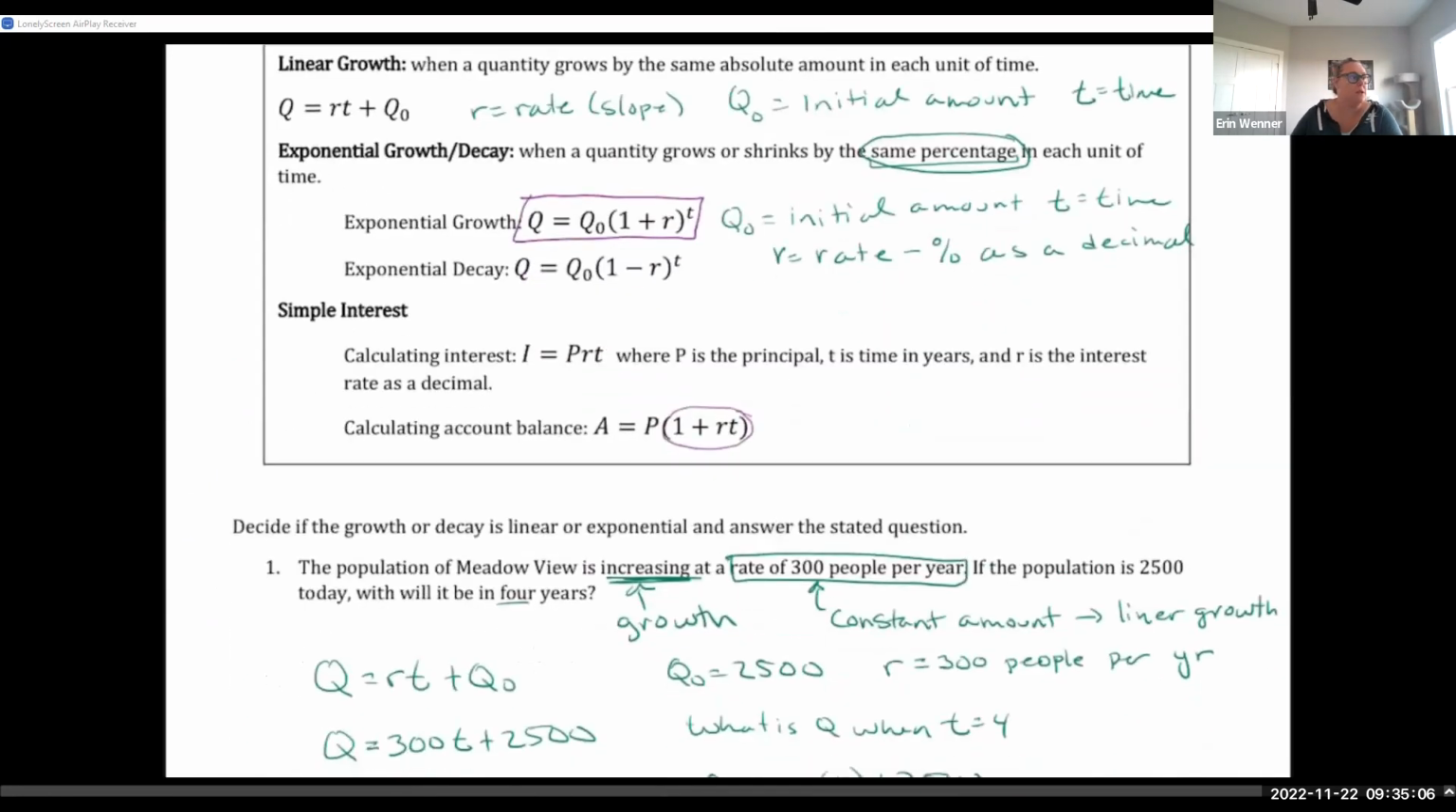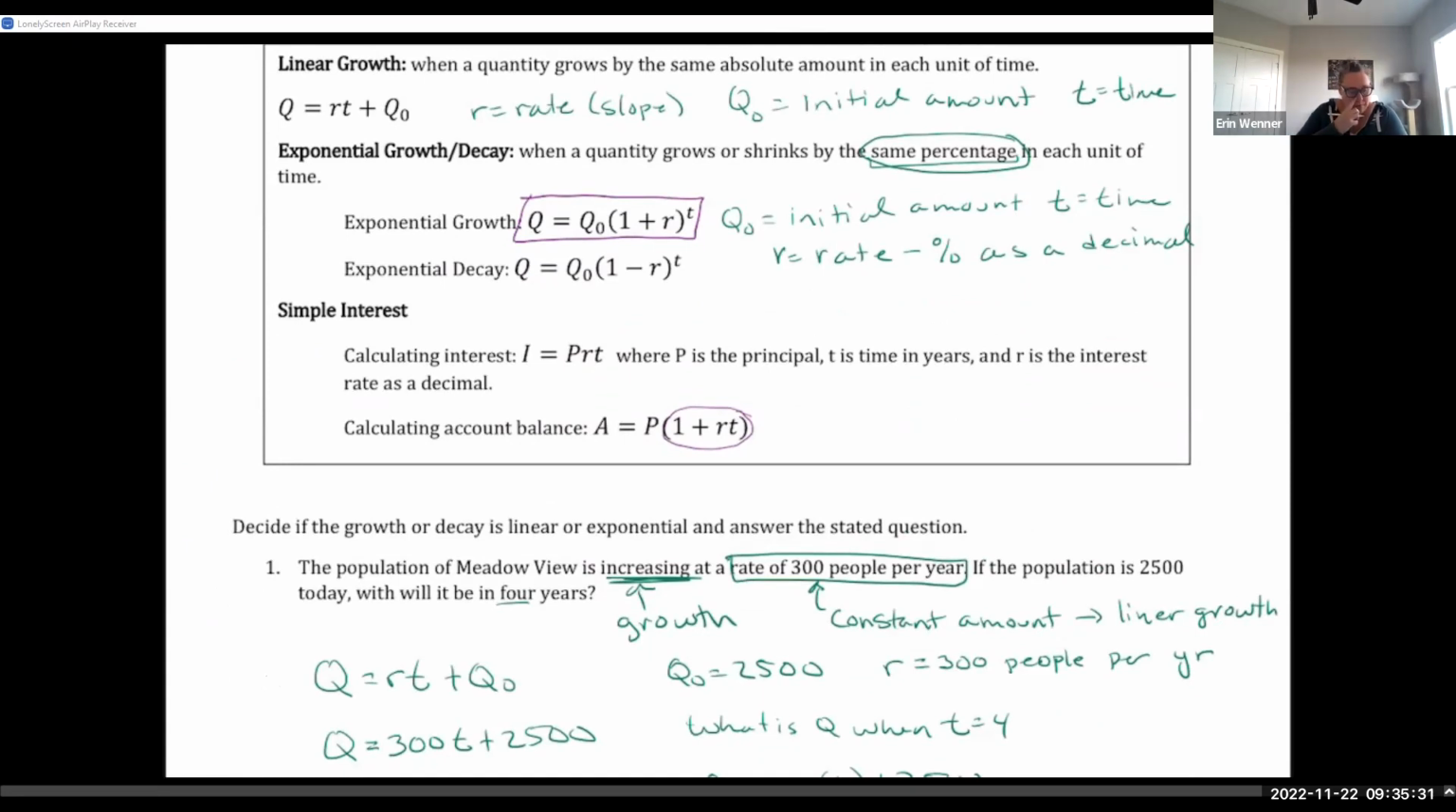Remember these formulas? If we have exponential growth, it's Q equals Q sub 0 times 1 plus R to the T. Or if we have exponential decay, it's Q equals Q sub 0 times 1 minus R to the T. So remember, Q sub 0 is the initial amount, T is your time, and R is your rate, your percentage as a decimal.